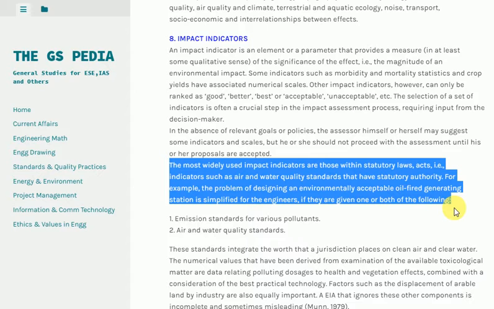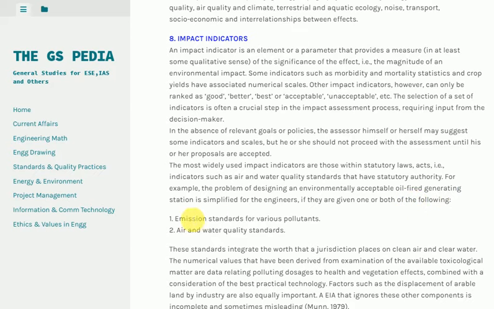Example: the problem of designing an environmentally acceptable oil-fired generating station is simplified for the engineers if they are given one or both of the following. 1. Emission standards for various pollutants. 2. Air and water quality standards.